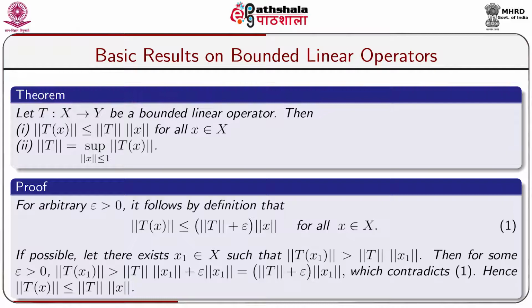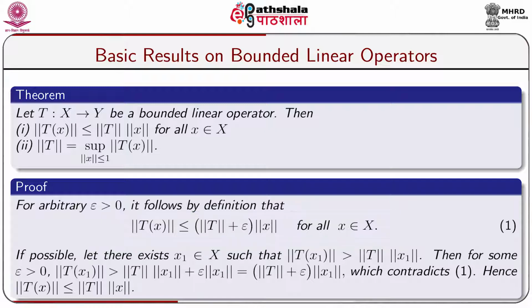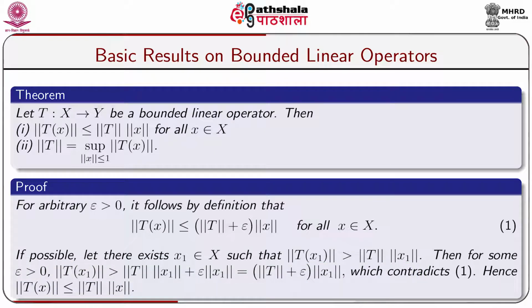For the proof of 1, let us take an epsilon greater than 0 which is arbitrary. So, it follows by definition that norm of Tx is less or equals to norm T plus epsilon into norm of x for all x belonging to capital X. If possible, let there exist x1 belonging to capital X such that norm of Tx1 is strictly greater than norm of T into norm of x1. Then for some epsilon greater than 0, norm of Tx1 greater than norm of T into norm of x1 plus epsilon into norm of x1, which is equal to norm T plus epsilon within the bracket into norm of x1, which contradicts 1, hence norm of Tx is less or equals to norm T into norm of x.